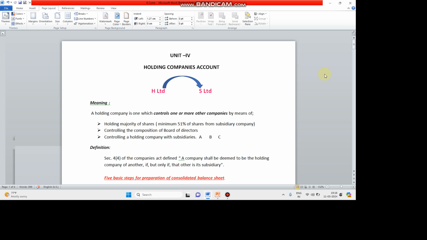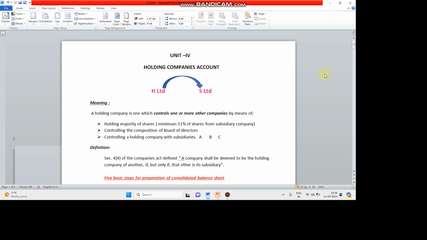As per the concept, a holding company is one which controls one or more other companies by means of holding the majority of the shares. The majority of the shares should be a minimum of 51%. Controlling the composition of the board of directors, a company controlling a subsidiary company is called a holding company.